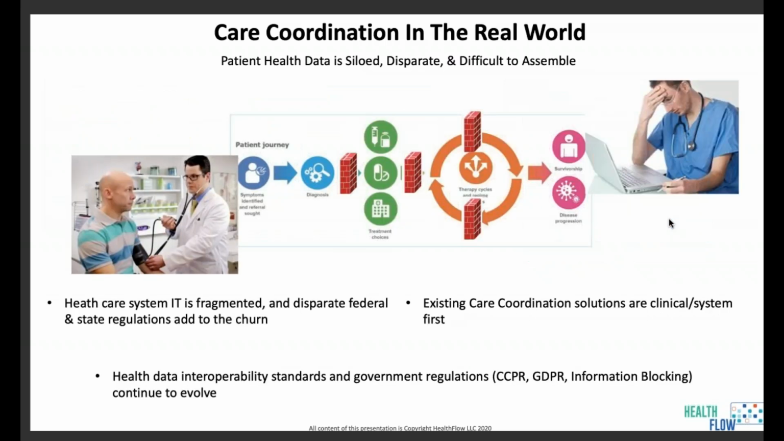Care coordination in the real world. Patient health data is siloed, it's disparate, and it's quite often very difficult to assemble. The system IT is fragmented, and the federal and state regulations only add to the churn. Existing care coordination solutions, as I mentioned earlier, tend to be clinical or system first, and the health data interoperability standards and government regulations like CCPA, GDPR, and information blocking continue to evolve.